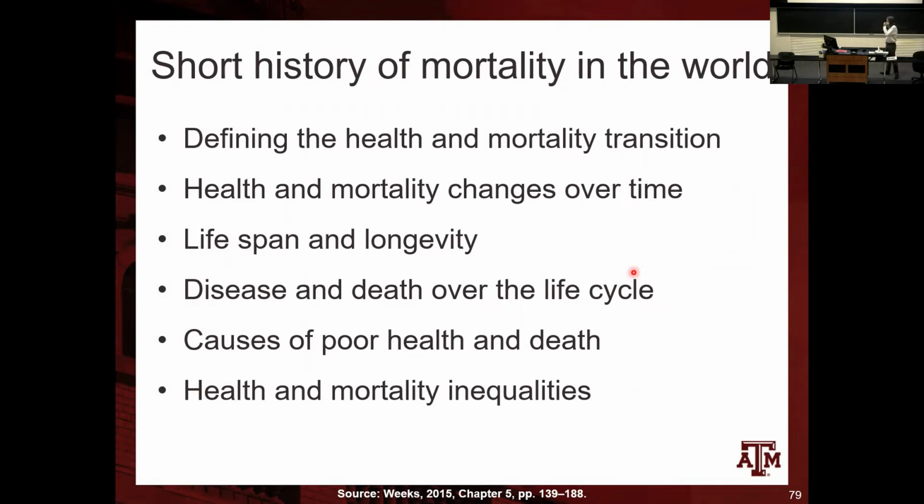So we're just talking a little bit about this short history of mortality in the world. And I use this material from our textbook, from Dudley Poston, but also from this other textbook that I have also been using here in my lectures. So let's just define the health and mortality transition, talk about health and mortality changes over time, talk about lifespan and longevity, which is something that we already mentioned, disease and death over the life cycle, causes of poor health and death, and health and mortality inequalities, right?